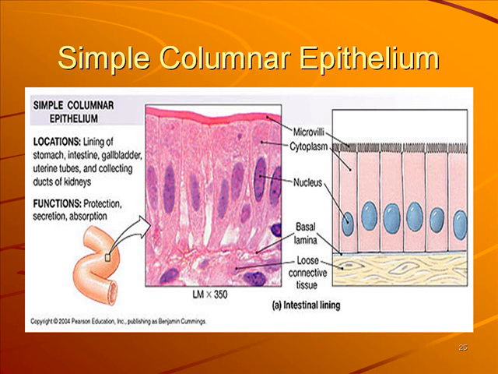Where is that important? Important in the digestive tract. When you eat food, and you break food down into components, it has to be absorbed into our system. So any tissue that's involved in absorption needs microvilli. Microvilli increase the surface area. So simple columnar epithelium with microvilli typically is located in the digestive tract.